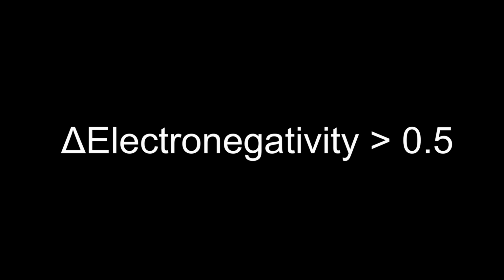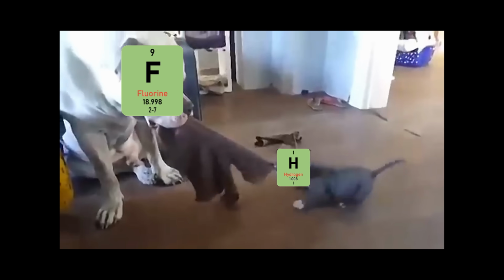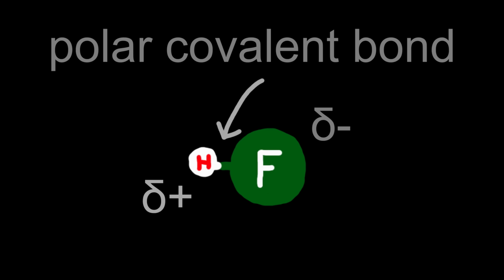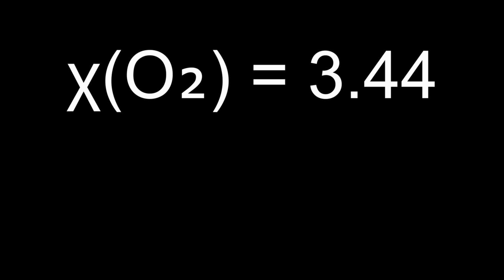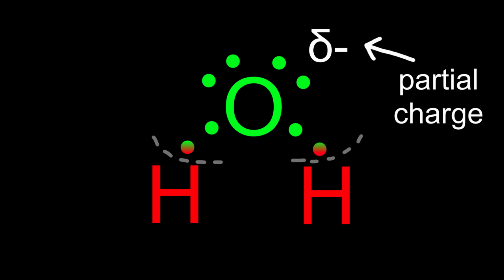If the difference in electronegativity is lower than about 0.5, the electrons are shared pretty equally and you get a nonpolar covalent bond. If it's bigger than 0.5 but smaller than around 1.7, one of the elements is pulling on the electrons pretty hard. Not quite hard enough to completely steal an electron, but definitely hard enough to skew the electrons a bit, making it a polar covalent bond. An example is water. Oxygen has a very high electronegativity compared to hydrogen. As a result, it pulls the electrons of hydrogen so hard that they kind of belong to oxygen, giving it a partial negative charge, and leaving hydrogen with a partial positive charge.